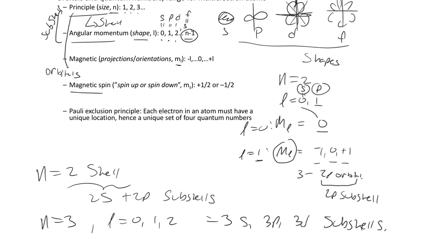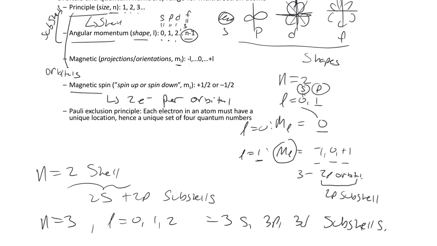Now, we have a fourth quantum number that's going to describe the spin of an electron, and the spin can either be spin up or spin down. It can either be plus a half or minus a half. And so this is telling us that there's 2 electrons that you can put into one orbital, because each electron in an orbital can either be spin up or spin down.